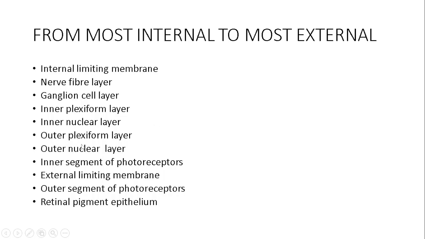Remember that grossly the retina is divided into neurosensory retina and the retinal pigment epithelium. So neurosensory retina is up to the outer segment of photoreceptors. Then after that, retinal pigment epithelium, after which you have the choriocapillaries or the choroid. Then you have the sclera.